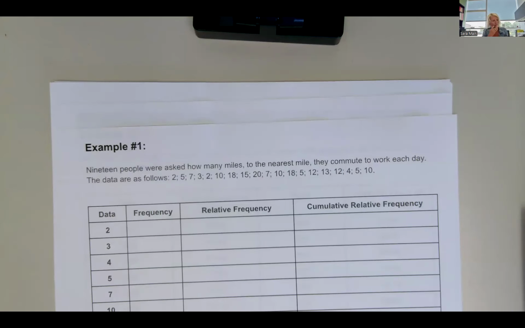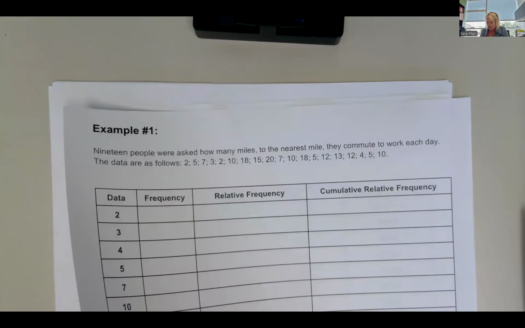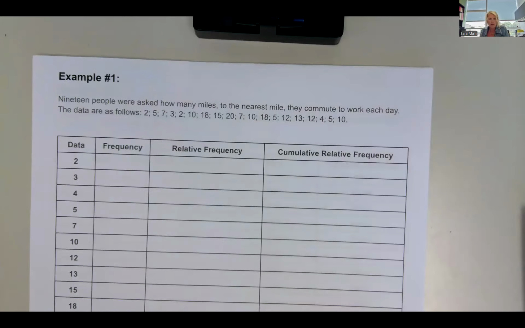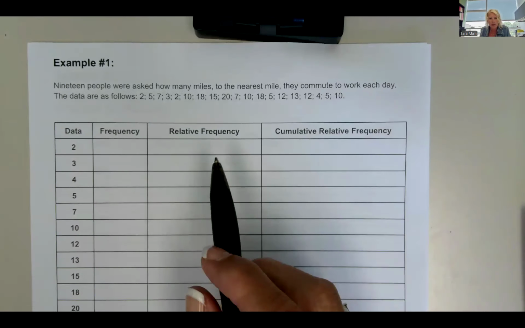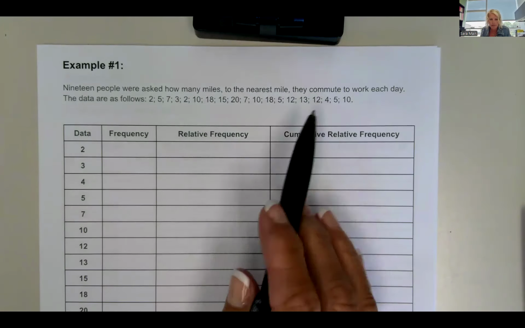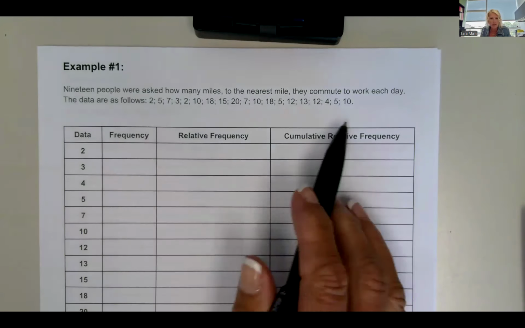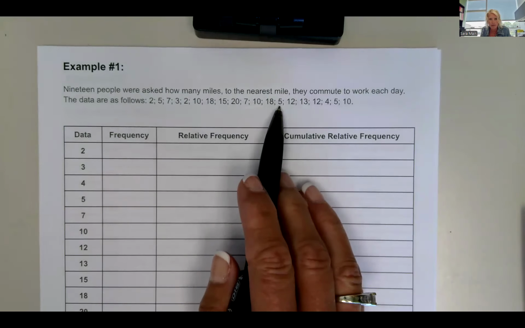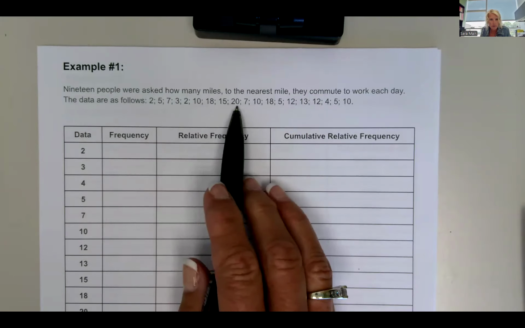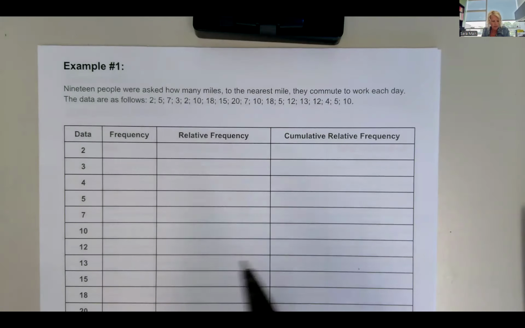So let's move on to our first example here. Our first example on our own says 19 people were asked how many miles, to the nearest mile, they commute to work each day. I have them listed. They're not in order from smallest to largest, because you can see there's somebody that answered 5 miles here, somebody that answered 2 here, somebody that answered 20. So they're not in order, so we're going to have to look at them to make sure that we have them correct.